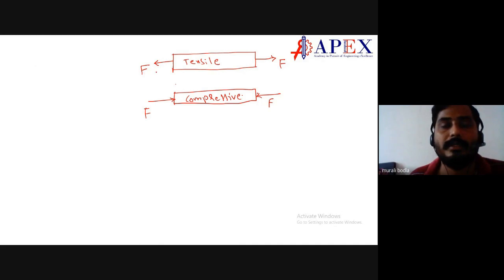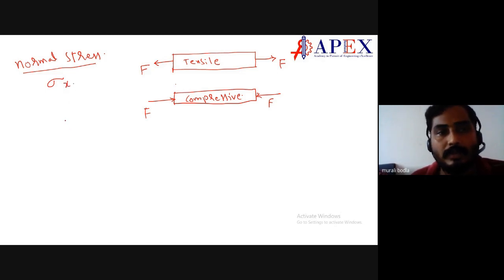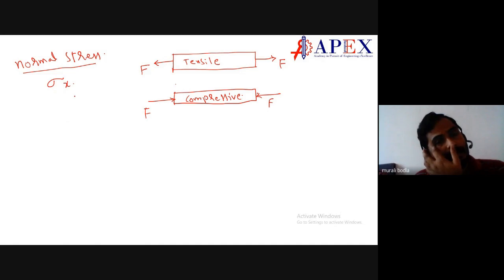If the applied load is acting normal to the cross-sectional area, we call it normal stress: normal tensile stress, normal compressive stress. If it is acting in the x-axis direction, we denote it with subscript x. A positive value indicates tensile normal stress, and if it is negative, compressive stress.